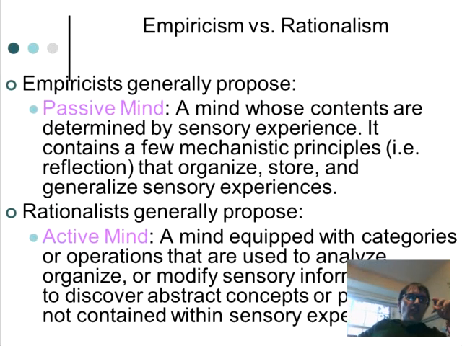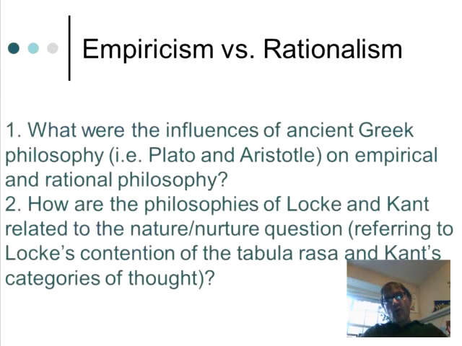And so, as a general rule, as we said here, I'm just pulling out one of those comparisons and expanding on it. The empiricists propose a passive mind, a mind whose contents are determined by sensory experience, a few mechanistic principles, reflection, powers of the mind. Rationalists generally propose a mind equipped with categories or operations that are used to put them together. Okay, so going back to what the paper's about.